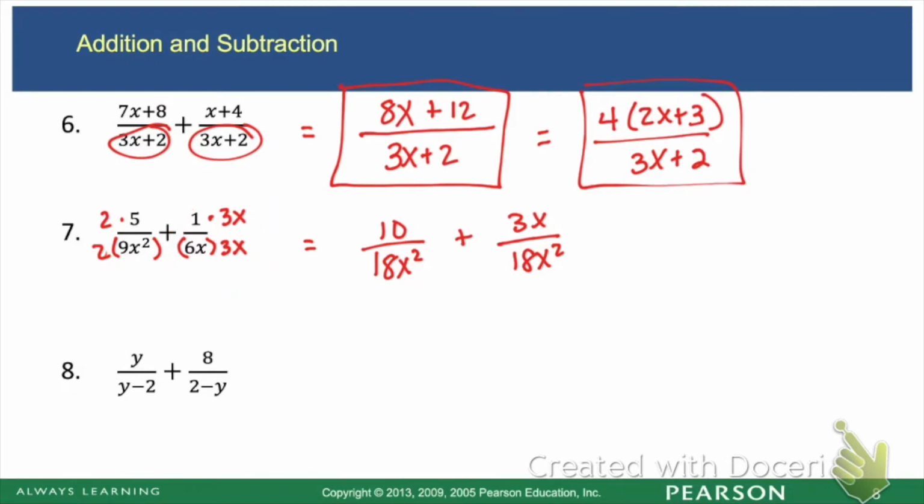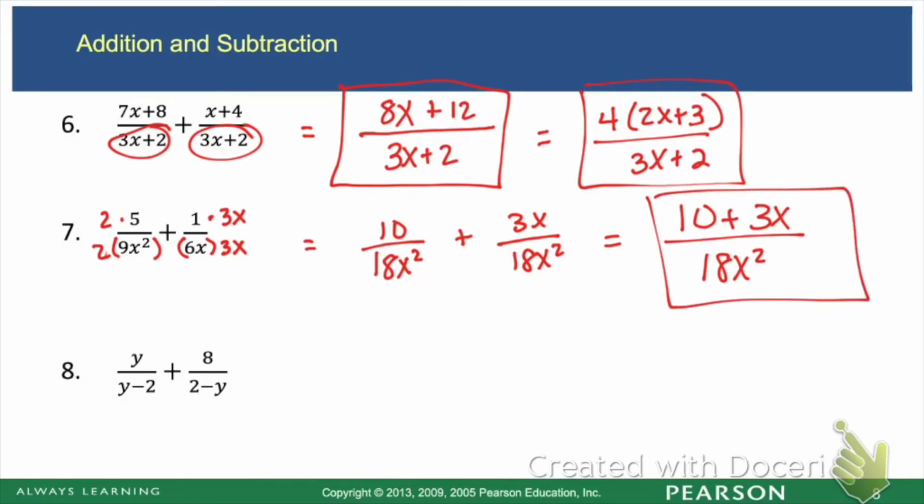Okay, so now they both have common denominators. I can add. So I really just add the top, and the bottom just stays whatever your common denominator is. So the top is just going to be 10 plus 3x. Nothing cancels. I don't have a GCF. You're done.